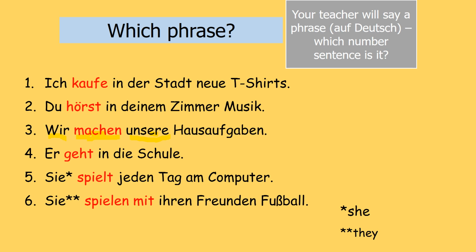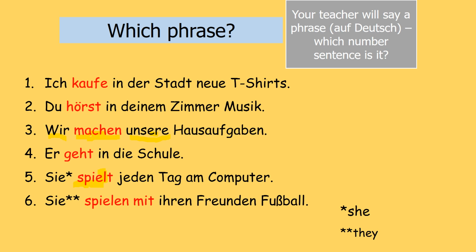Next sentence. Sie spielt jeden Tag am Computer. Sie spielt jeden Tag am Computer. So this is sentence number 5. Now, as you can see, both sentence number 5 and 6 are using sie at the beginning. So this sentence will translate as she plays on a computer every day. The reason that I know that it's she, not they, is because I have looked at the verb, which is spielt here. It's the second idea, and I can see that I've got a T at the end. So that tells me that it's she plays, not they play.